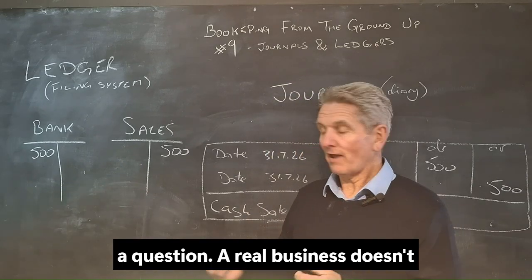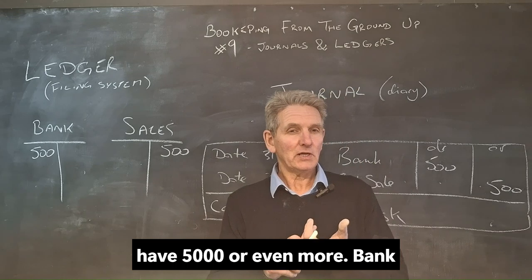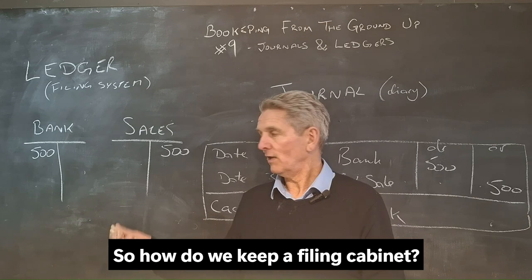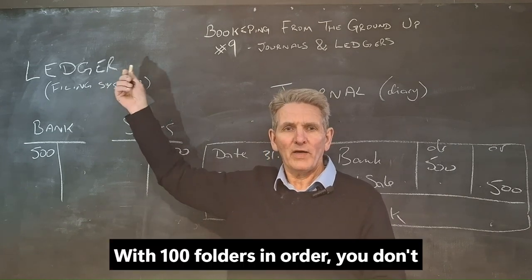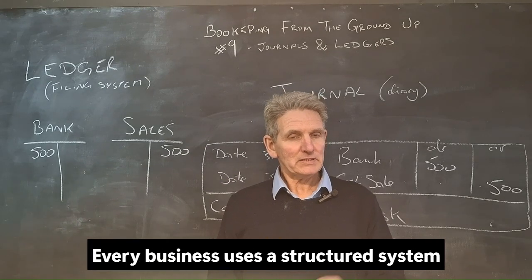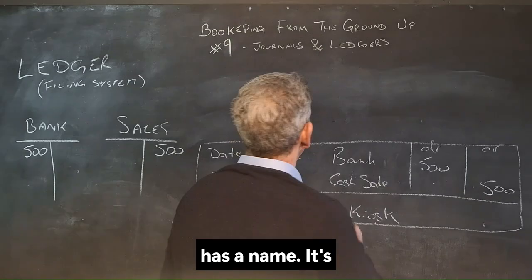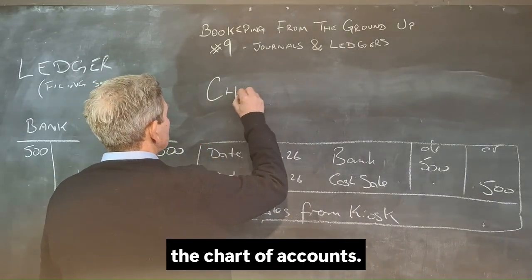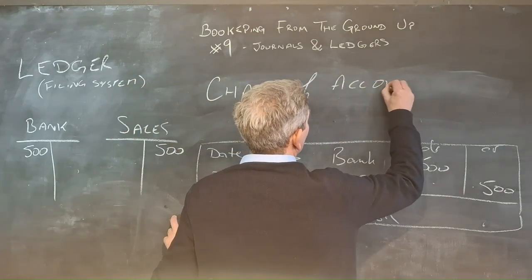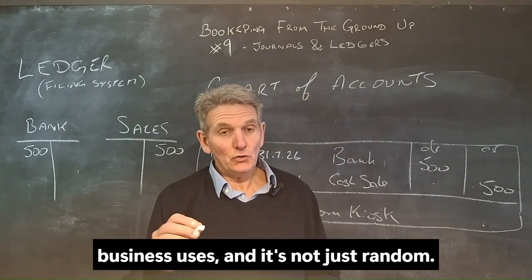But here's a question. A real business doesn't just have 2 accounts. It might have 50, 100 or even more. Bank, sales income, wages, rent, GST, loans. So how do we keep a filing cabinet with 100 folders in order? We don't just throw those folders in anywhere. Every business uses a structured system to organise them, and that filing system has a name. It's the chart of accounts. It's a master list of all the accounts the business uses, and it's not just random.